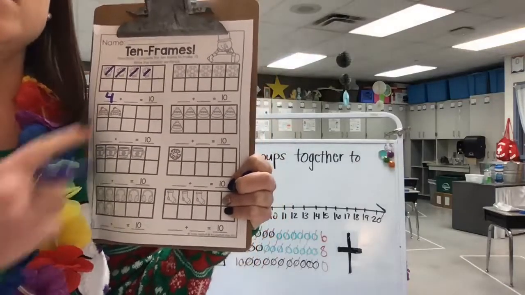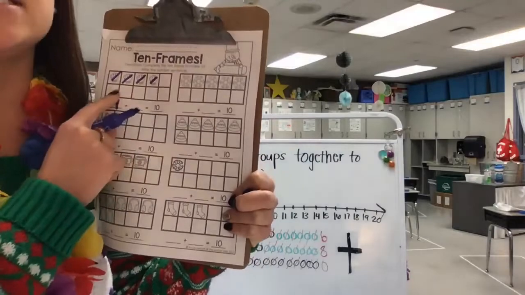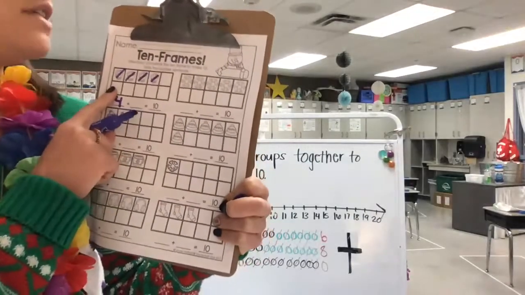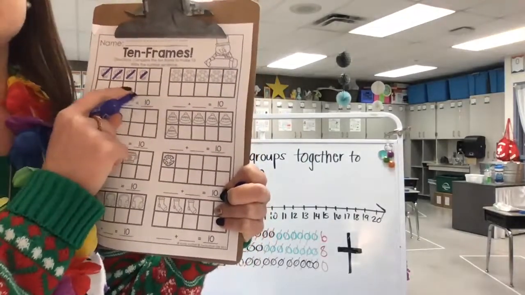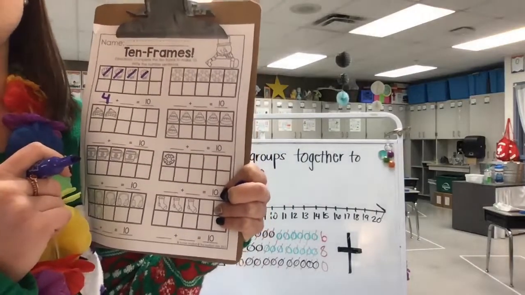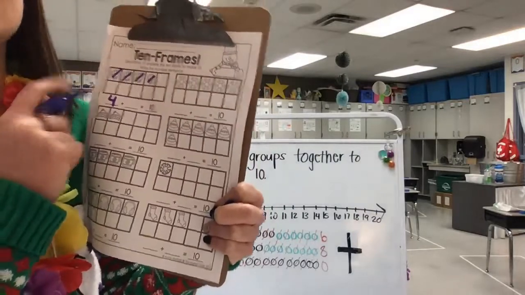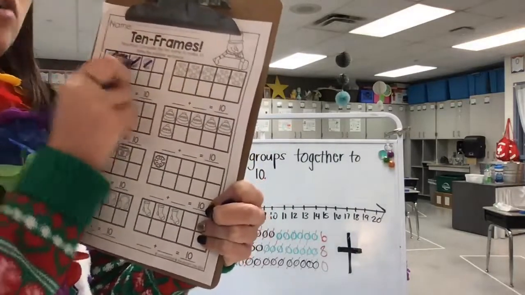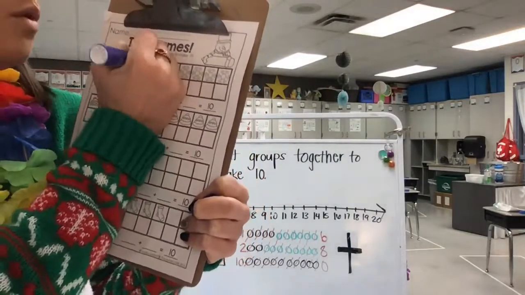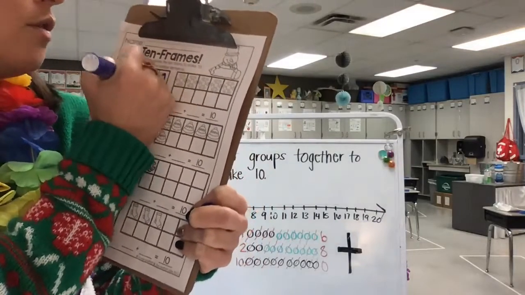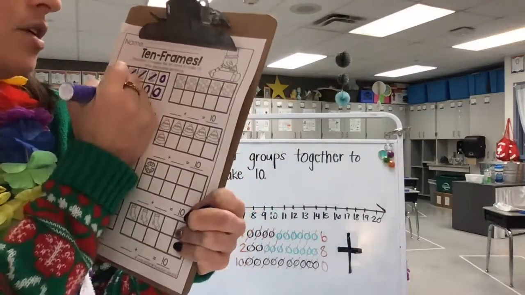Okay? Now, we want to see how many blank spots, how many blank boxes are left that we can add to our gloves to get to 10. So I'm going to put little circles in the rest of my boxes as I count. Let's see. So I had a group of 4. Now I'm going to count. 1, 2, 3, 4, 5, 6. And I'm going to write a 6 on the line.